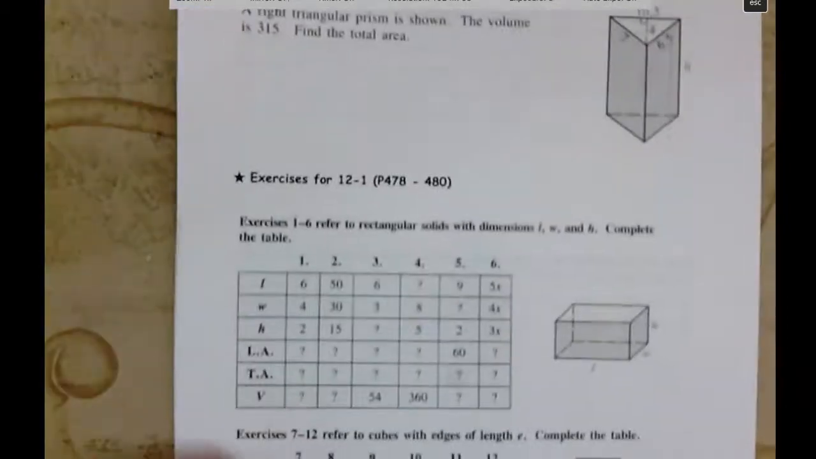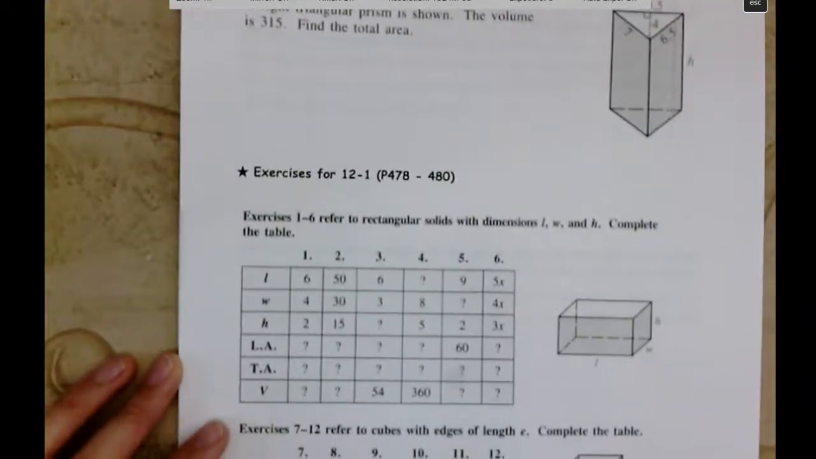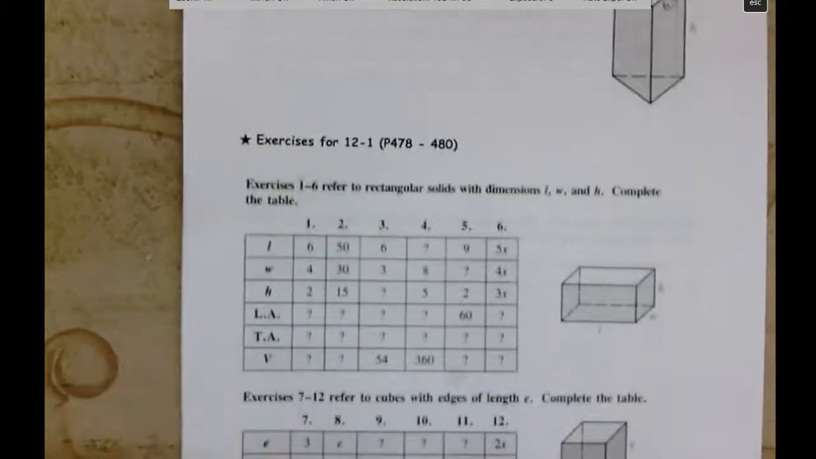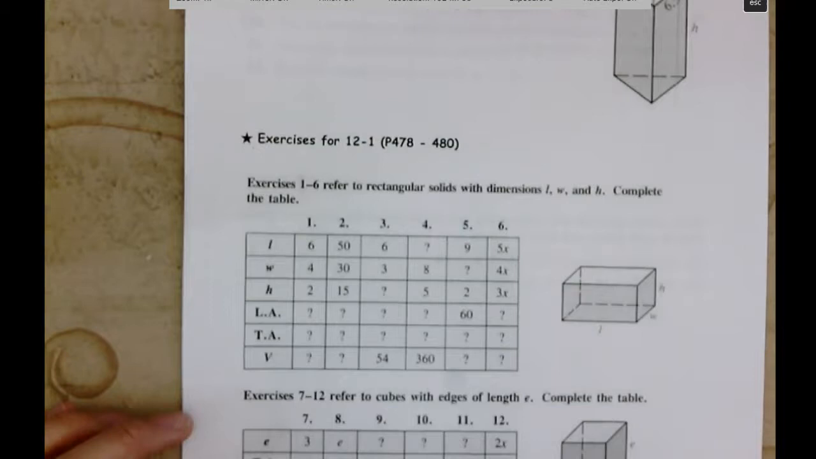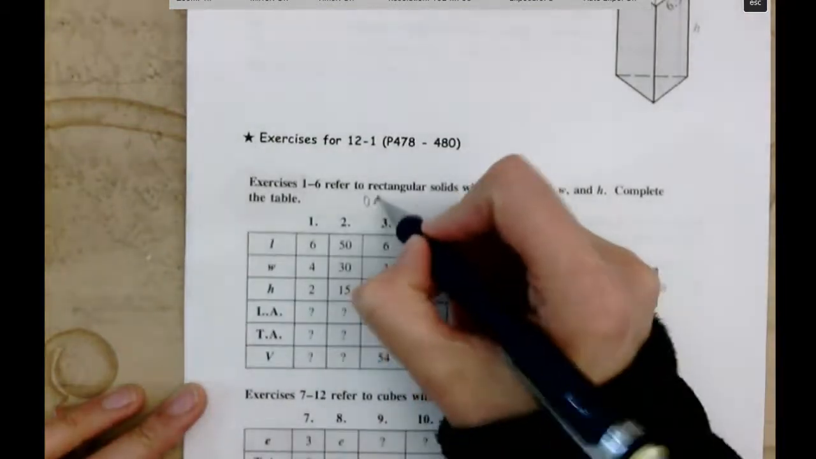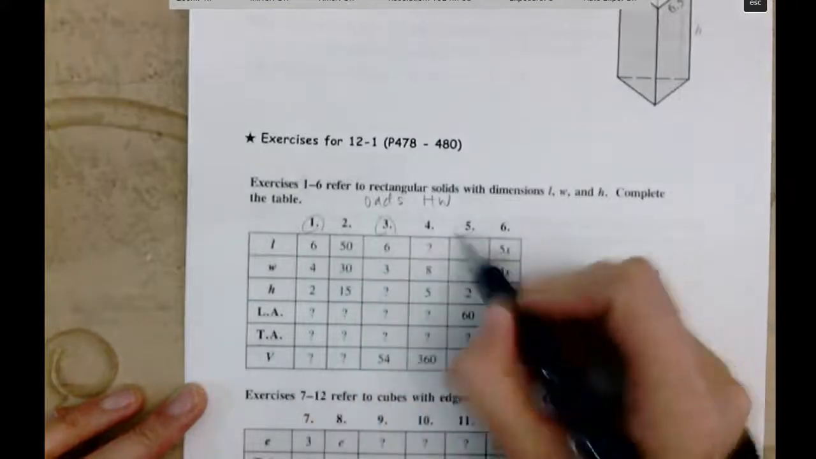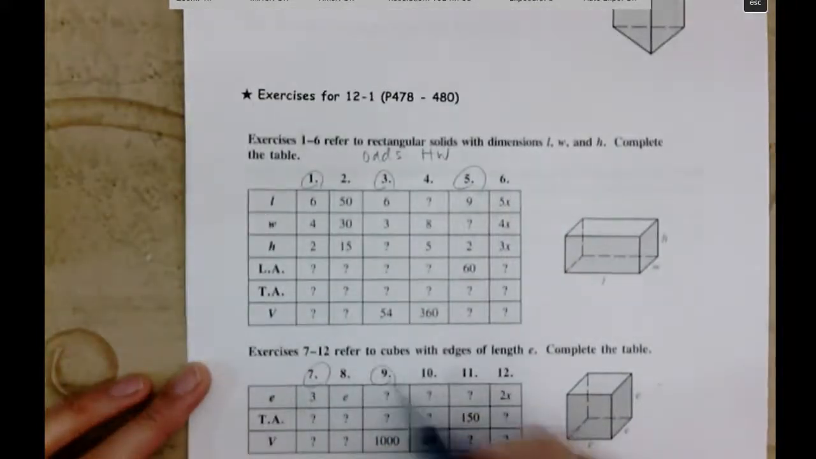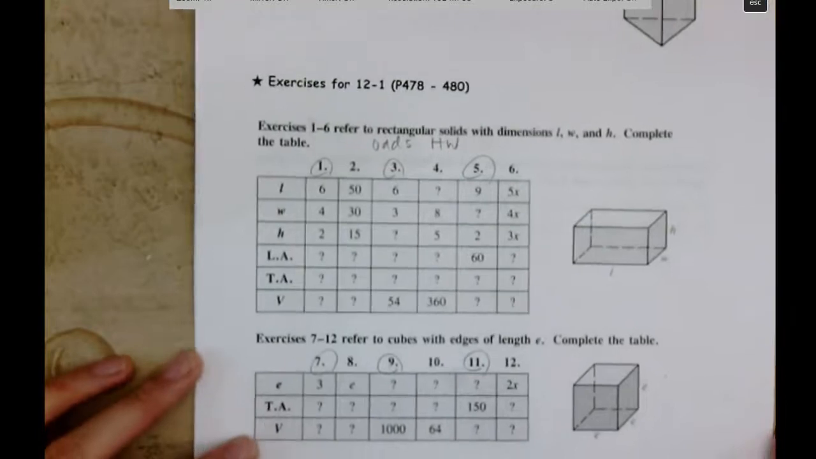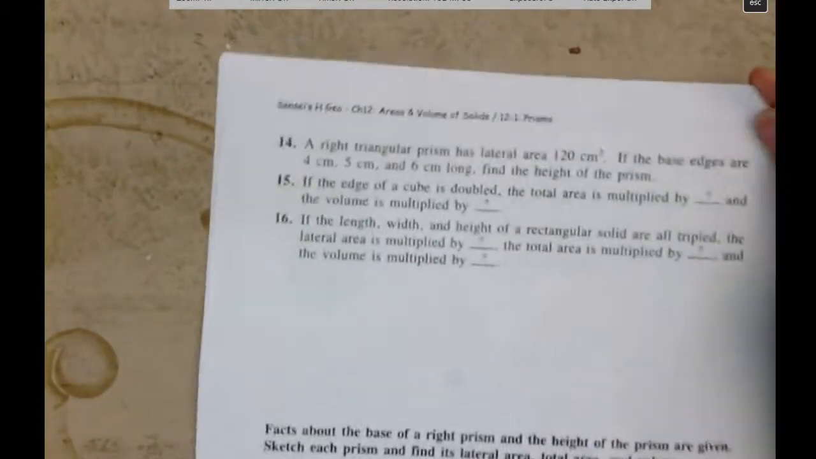And then here, refer to the rectangular solid with dimensions L, W, and H. Complete the table. And for the cube, I think this is a good practice. I want you to do odds here for homework. So you do 1, 3, 5, 7, 9, and 11. Make sure you check your answers. I'm looking for problems to do together before we end this video.